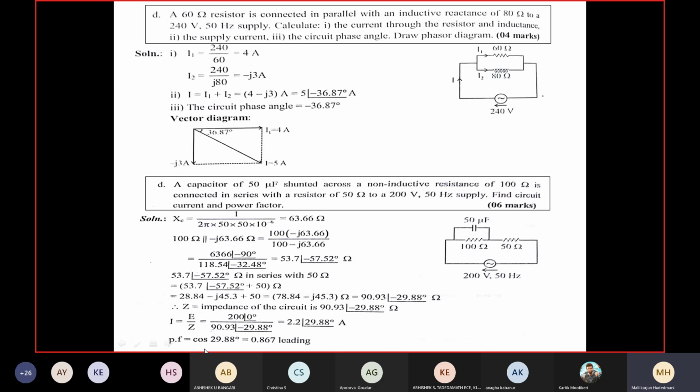Then what is the total current flowing here? When I got this total impedance, V by Z gives the current: 200 angle 0, because nothing else is given for the angle, divided by the impedance, gives me the total current. Then how do I measure the power factor of the circuit? Total voltage I know, total current I know, the total current's angle, cos of it is the power factor. You can see cos 29.88 gives the answer.